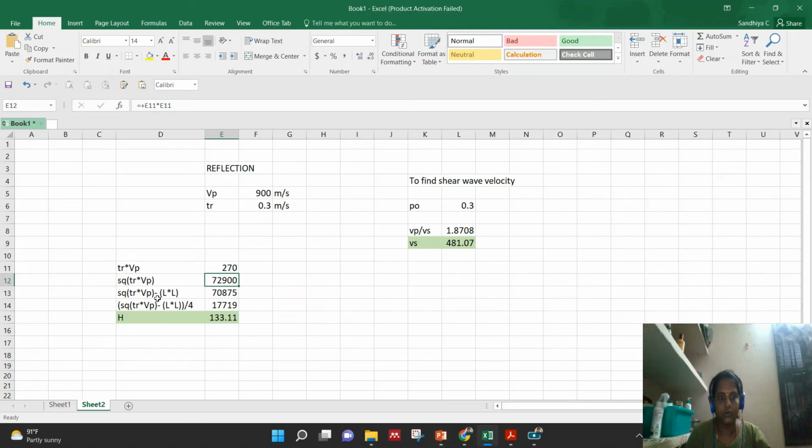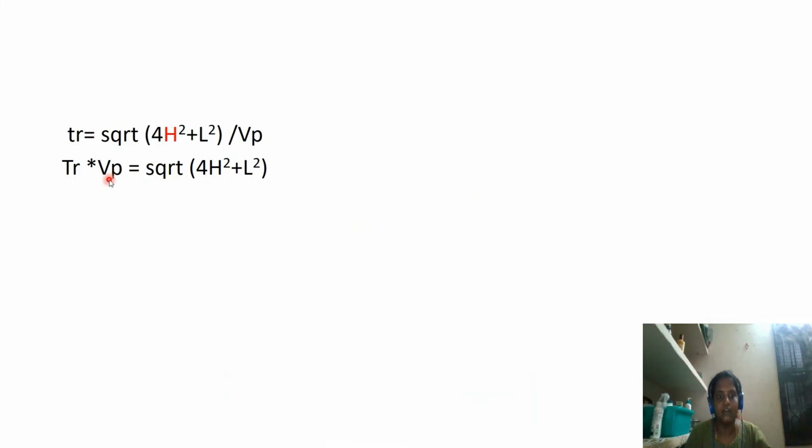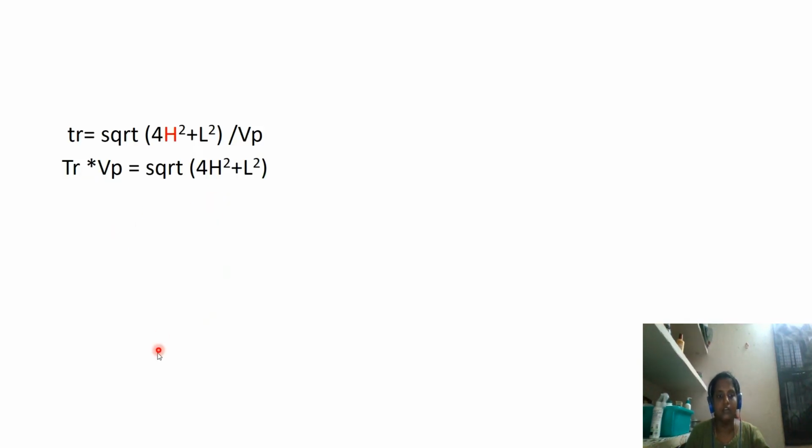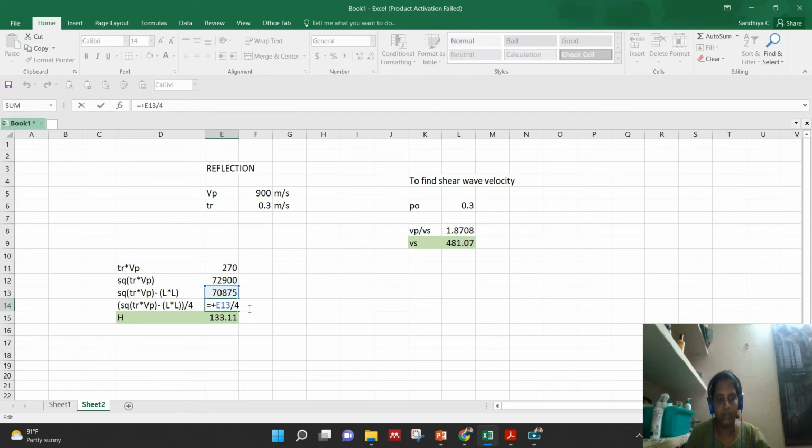After squaring on both sides, we have to minus the L square value from this value. So minus L square, that is 45 into 45. I will tell you once again. Then after minusing, we have 4h square here. 4h square equals this value divided by 4. Then finally we have to take the square root of the above value, which will give you the thickness.